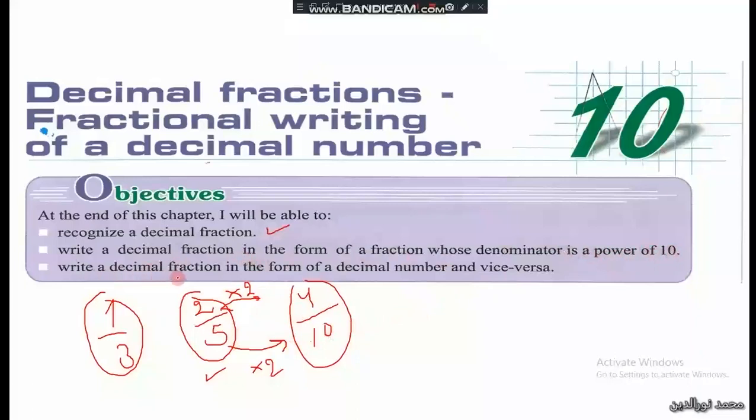Write a decimal fraction in the form of a decimal number and vice versa. So a decimal fraction I want to write as a decimal number. We will learn the method of how I can write a decimal fraction this way. This is a decimal number. We notice here I have a decimal point, and I also have to write it vice versa, meaning from decimal number to decimal fractions.